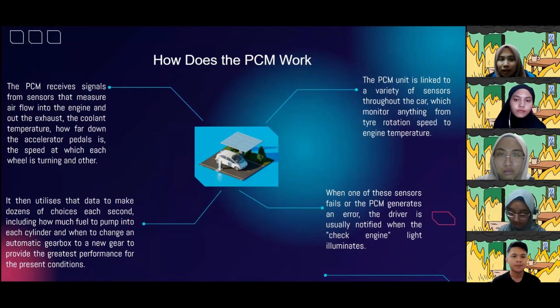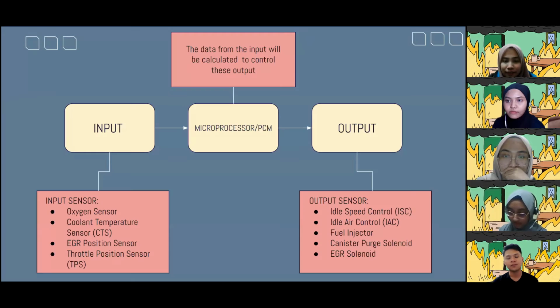The PCM works by receiving a signal from a sensor that measures airflow into the engine and out of the exhaust, the coolant temperature, how far the accelerator pedal is pressed, the speed at which each wheel is turning, and others. It then utilizes the data to make dozens of choices each second, including how much fuel to pump into each cylinder and when to change an automatic gearbox to a new gear to provide the greatest performance for the present condition. So this is the architecture or the block diagram for the PCM.